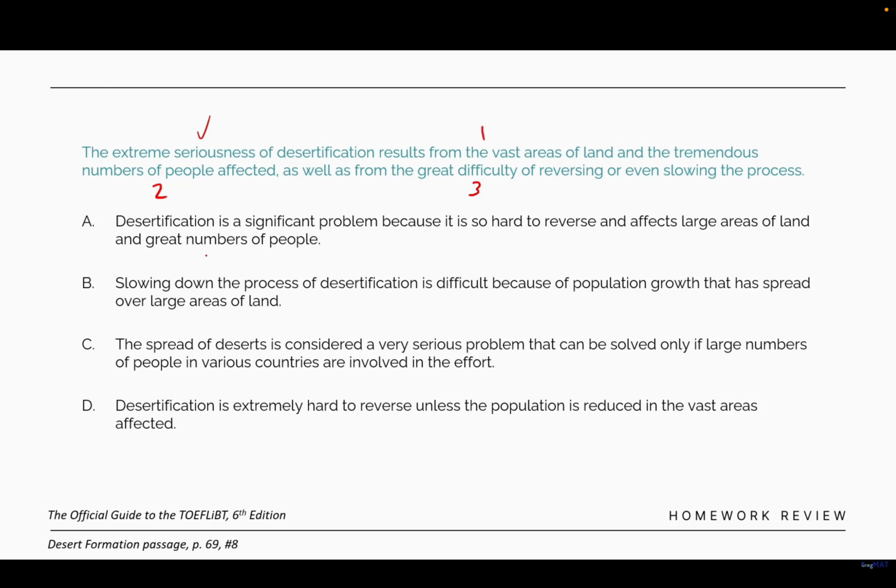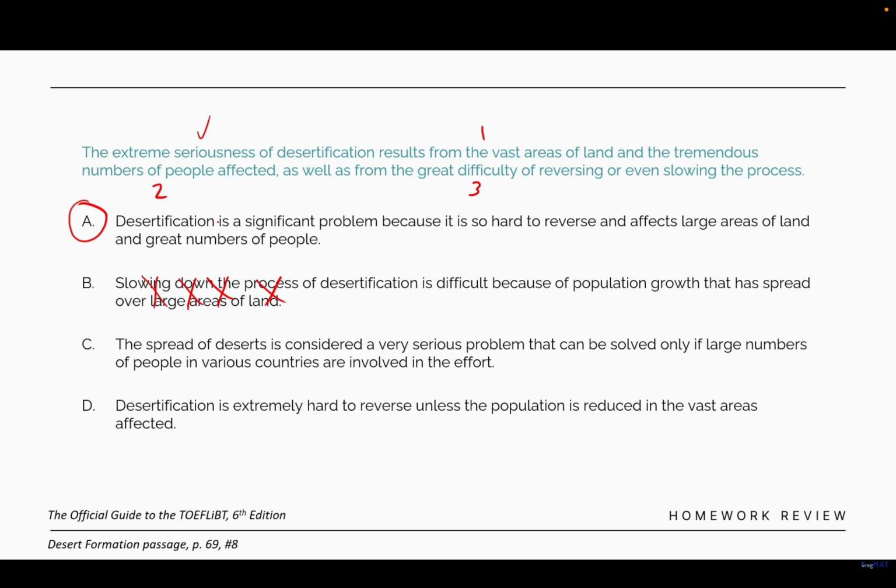Okay, so B doesn't show three, so that's why. Well, not only that, you're saying the effect is slowing down is difficult, and the reason is population growth. But is that what the sentence says? No, because it gives three reasons. So that's not going to work right there. Okay, so I think it's A. Yeah, let's take a look at A.